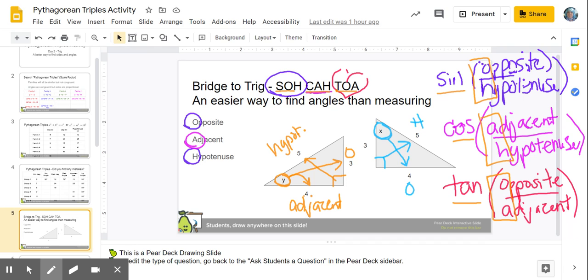Can I write this down instead and then take a picture of it? Yeah, absolutely.